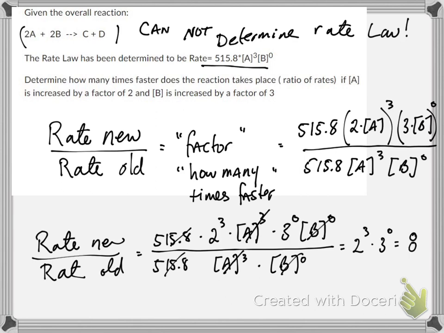Anytime you're asked how many times faster a reaction is, use this formalism. You take rate new over rate old, put in what's changed, and treat it all in parentheses. Then you have your exponents, and this will be an easy way to track the answer and to generate responses if it's a free response question.